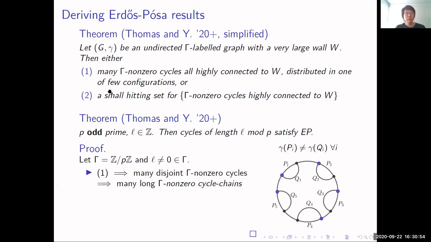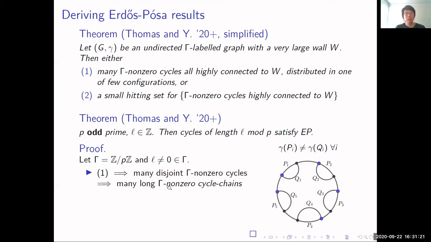Okay, so the first outcome says there are many non-zero cycles. There are actually many non-zero disjoint cycles because P is odd, so there are no elements of order 2. And if you have such a lot of these non-zero cycles distributed in these configurations that I won't go into the details about, I can find this kind of structure, and many of these kinds of structures.